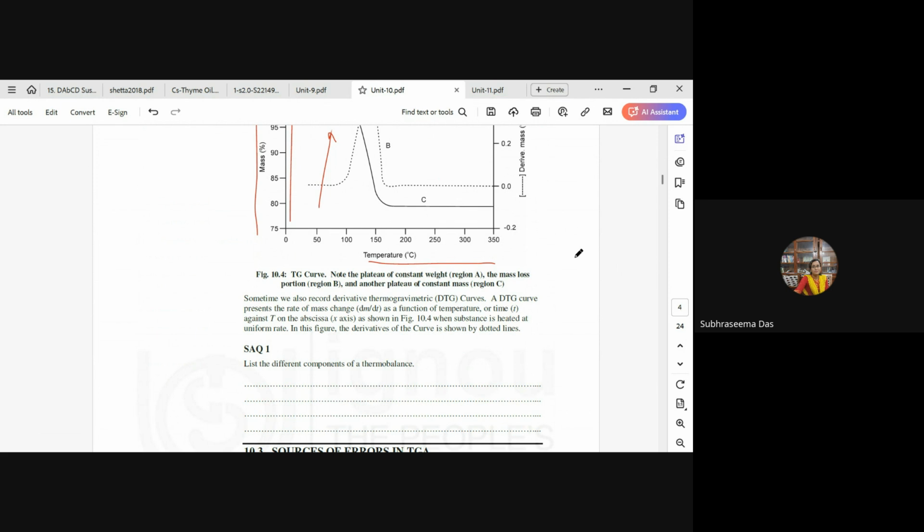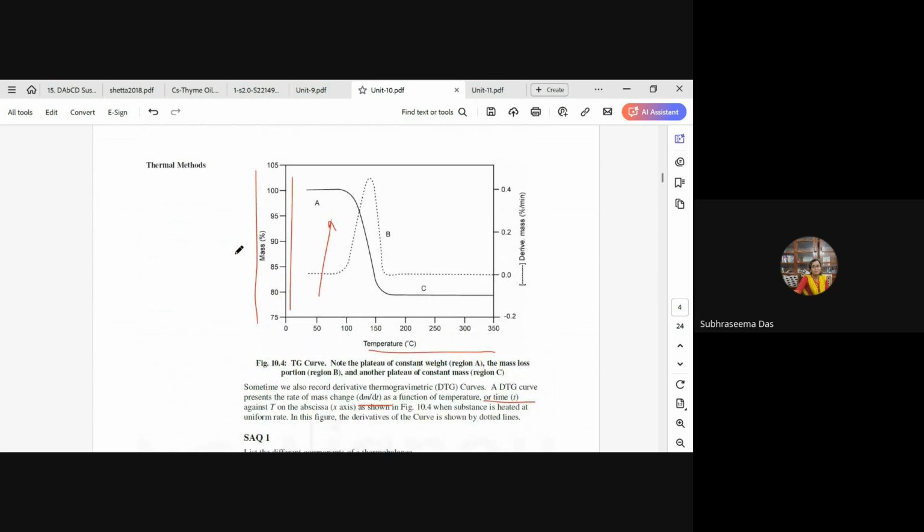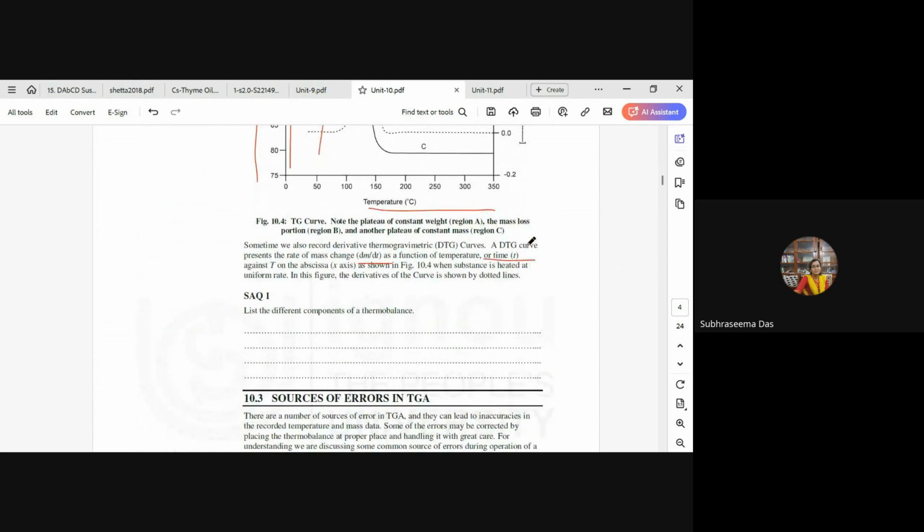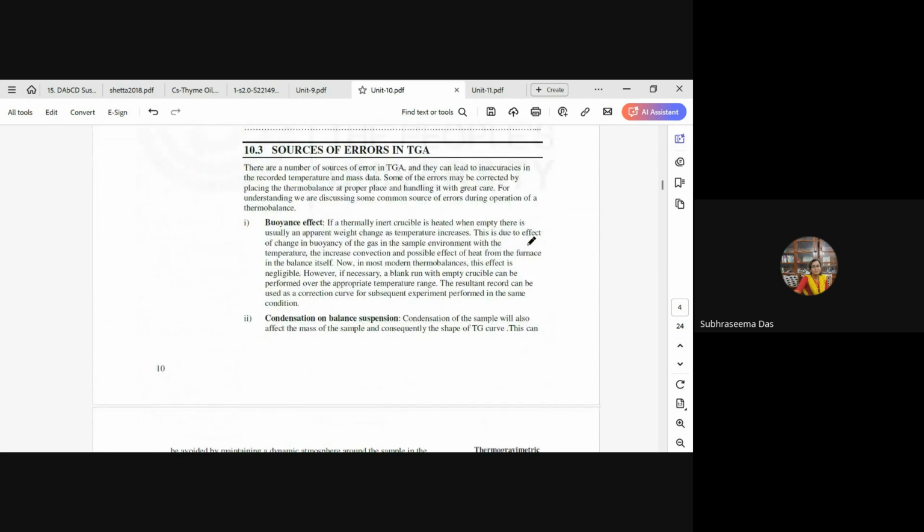Now sometimes derivative TG curves are also plotted, and they are called DTG, that is, derivative TGA curves. These DTG curves measure the rate of mass change with temperature, that is, dm by dt versus temperature. So on the y-axis, dm by dt is taken, and the temperature is taken on the x-axis.